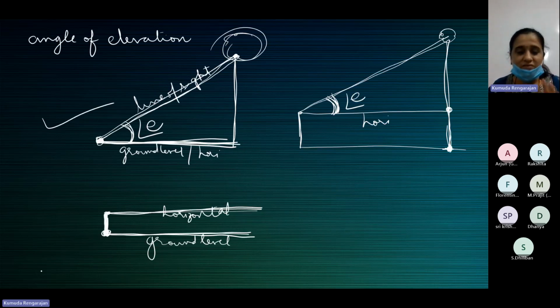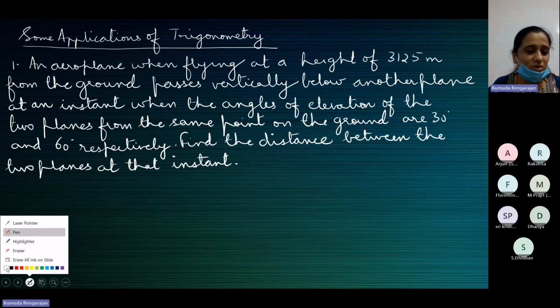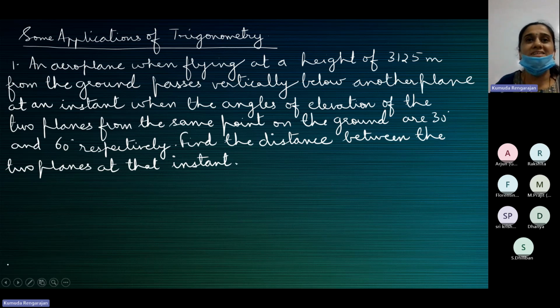Okay, so now Navya is waiting for this answer. You tell us the answer to this question. I'm getting 6250 by 6. Right. Okay, all right.